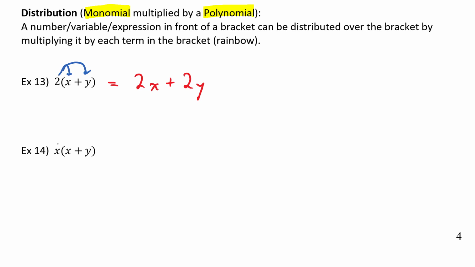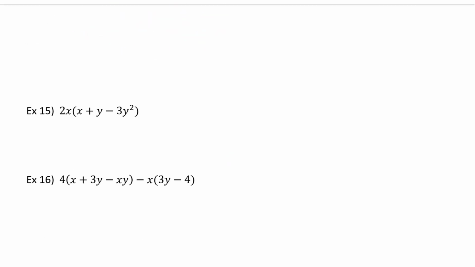Next one's pretty easy as well. We distribute x to this term and x to that term, giving me x squared plus xy. The reason why I encourage you to put these arrows in is that I want to make sure you distribute it to every single value inside the brackets. It's easy for these ones because there's only 2, but later on it may get more challenging. Don't skip steps, put those arrows in. Give 15 and 16 a try on your own. I want you to distribute the value outside the brackets and then combine that with your knowledge of collecting like terms. Try that now.